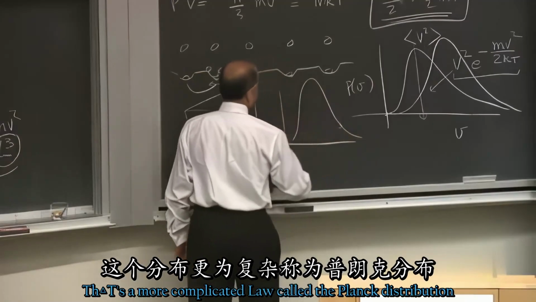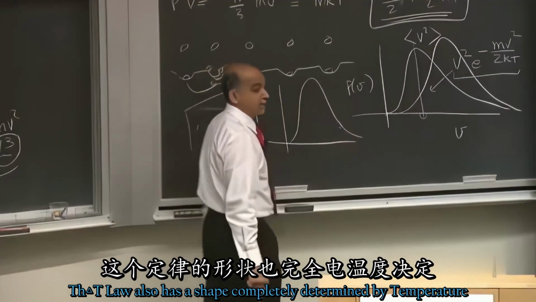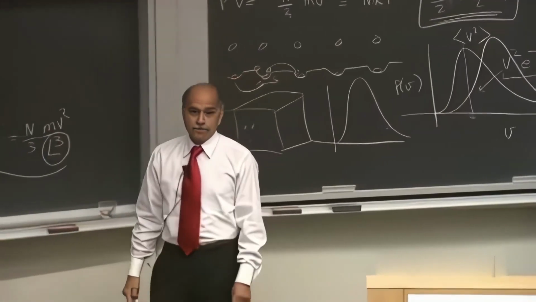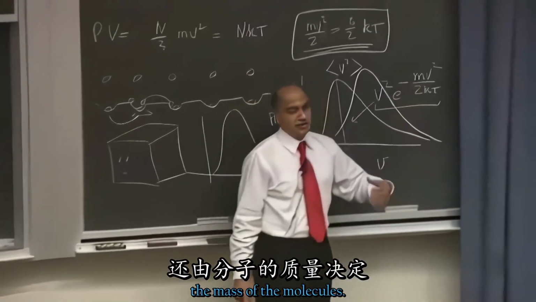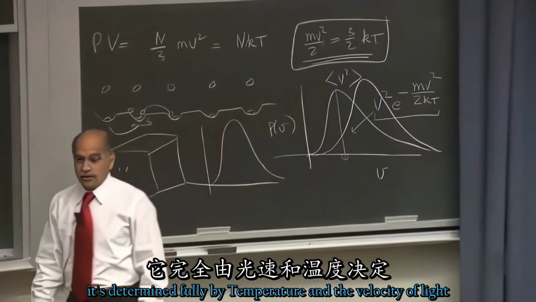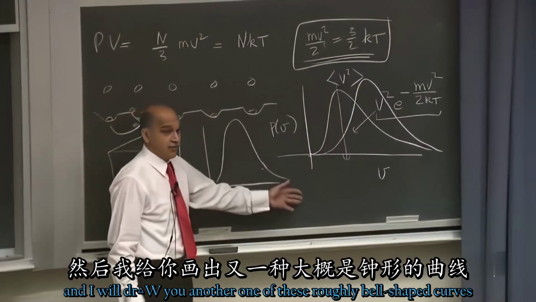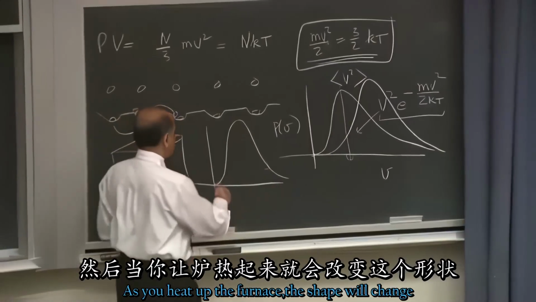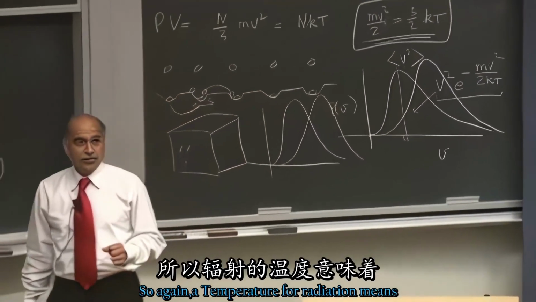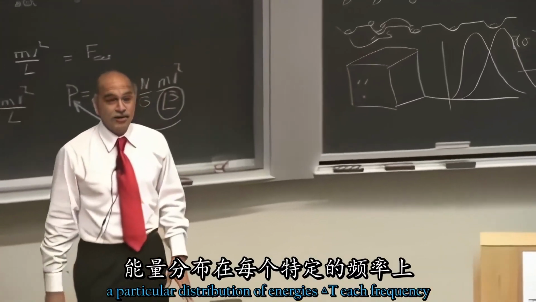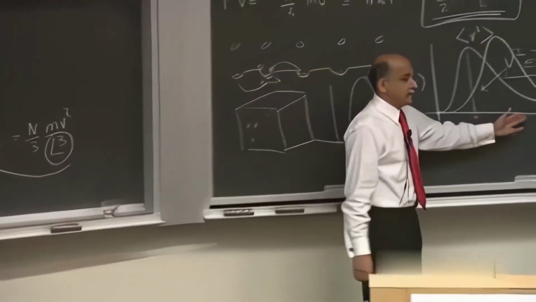That's a more complicated law called the Planck distribution. That law also has a shape completely determined by temperature. Whereas for atoms, the shape is determined by temperature as well as the mass of the molecules. In the case of radiation, it's determined fully by temperature and the velocity of light. You give me a temperature, and I will draw you another one of these roughly bell-shaped curves. As you heat up the furnace, the shape will change. So again, a temperature for radiation means a particular distribution of energies at each frequency. For a gas, it means a distribution of velocities.